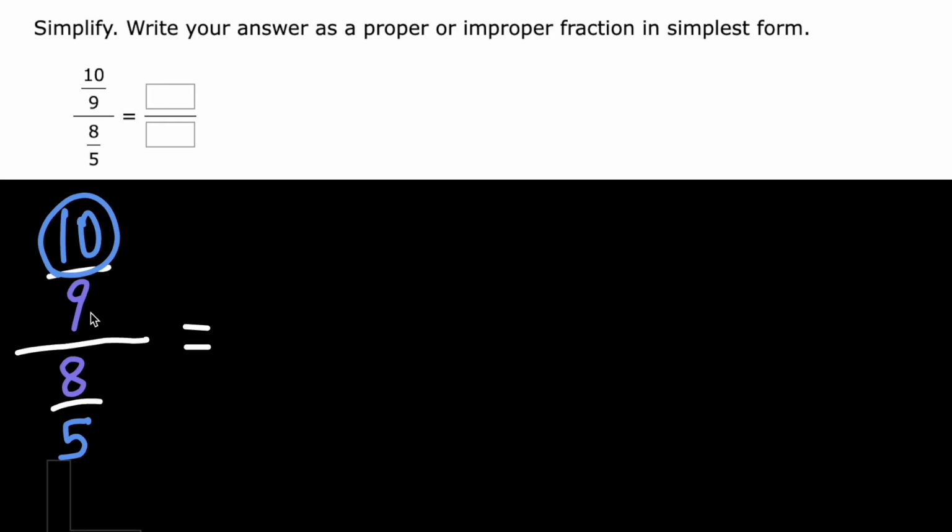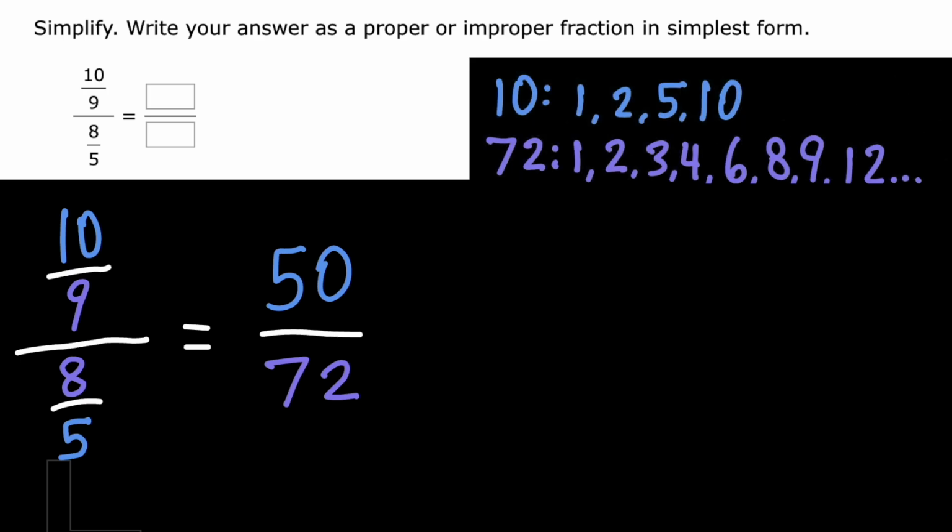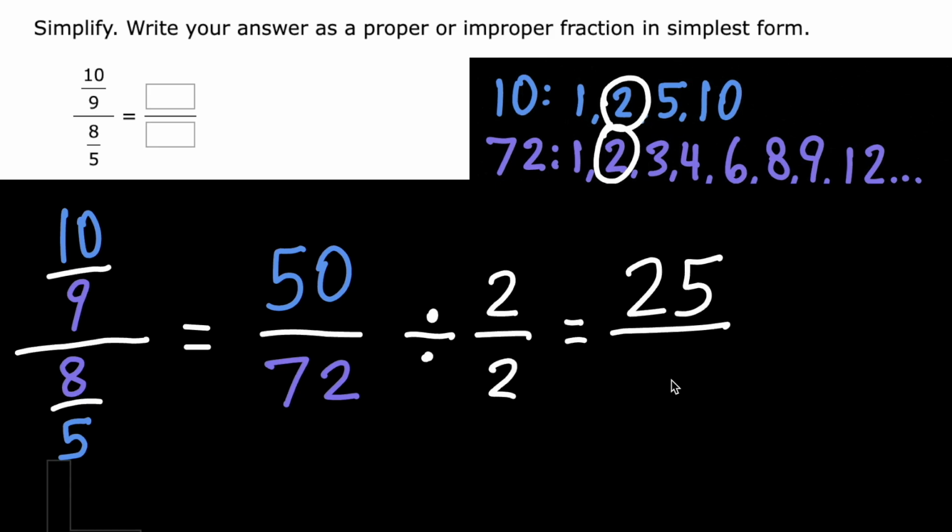Next, we can start with multiplying 10 times 5 to get 50, and 9 times 8 to get 72. When I list all the factors for each, I notice that the greatest common factor is 2, so I divide each of them by 2. 50 divided by 2 gives me 25, and 72 divided by 2 is 36. So my answer is 25 over 36.